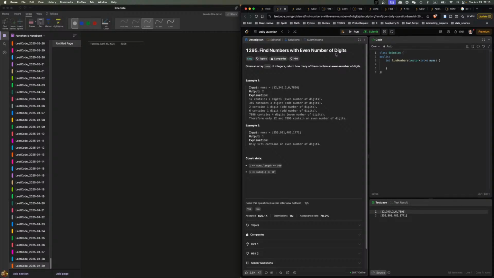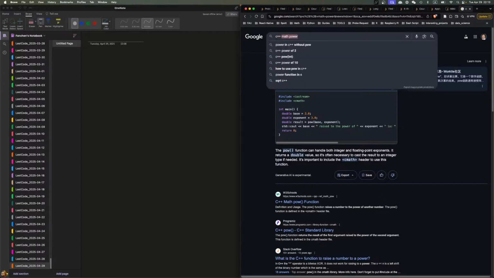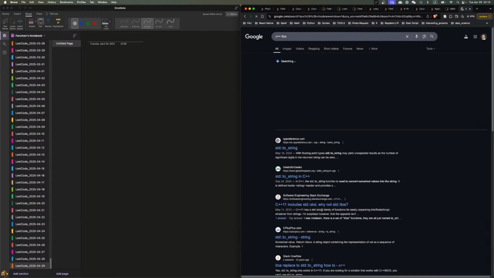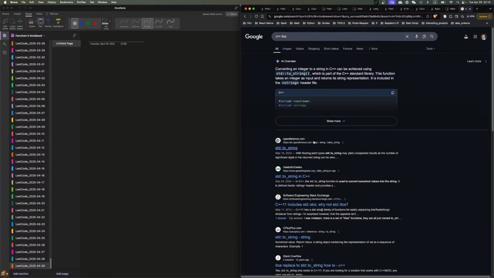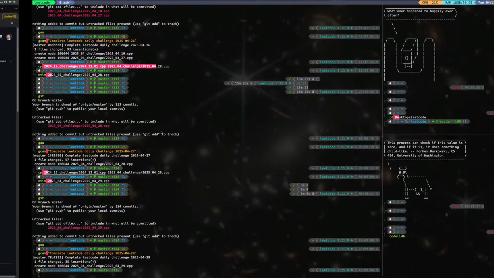Are you kidding me? Even number of digits. So we just need to count how many digits we have. I think I'm gonna do I2S, and that's this function. To string can do that. Oh yeah, okay.